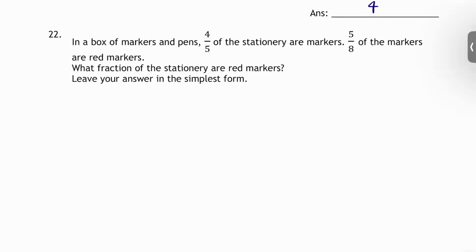In a box of markers and pens, 4/5 of the stationery are markers, and 5/8 of the markers are red markers. Okay, so there are many methods to do this. I'm going to draw a model to help us understand.